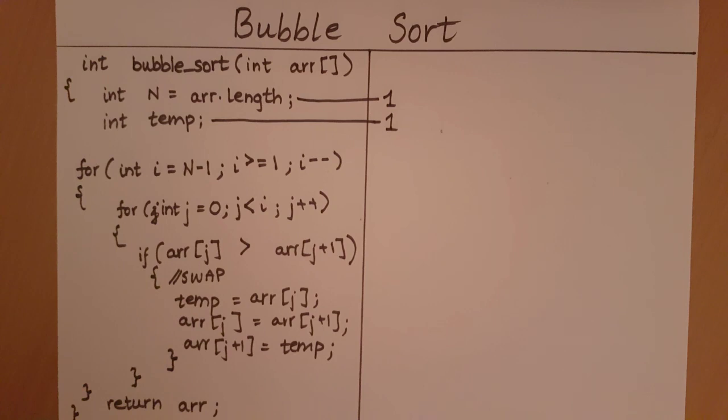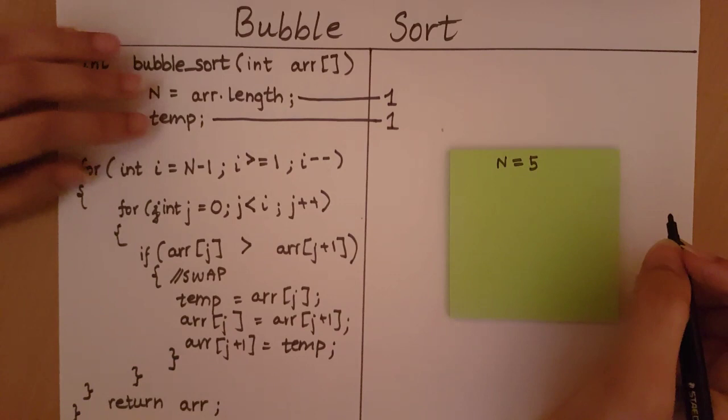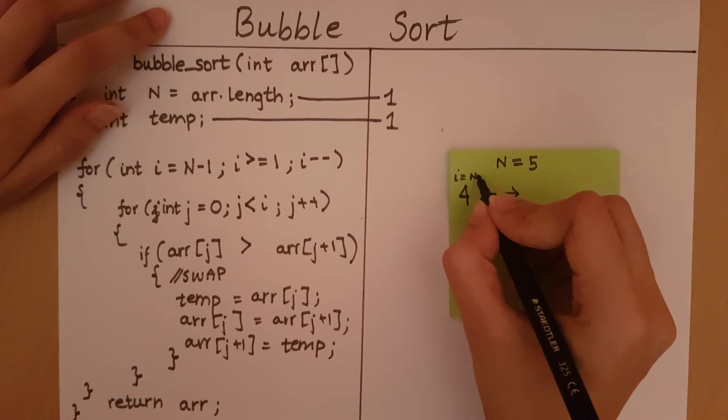So first let's see, how many times does the i loop execute? Let's keep an example, N equal to 5. So i goes from N minus 1, so it goes from 4, all the way till i is greater than or equal to 1.